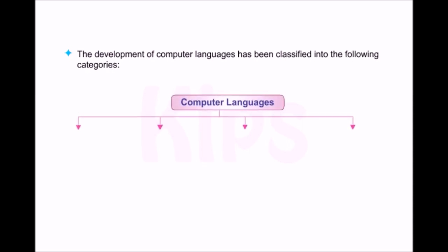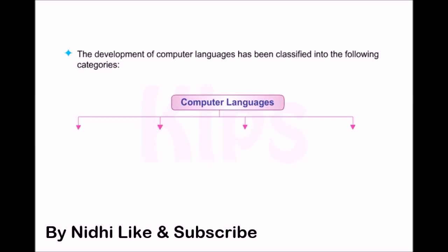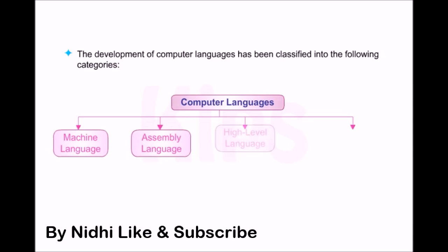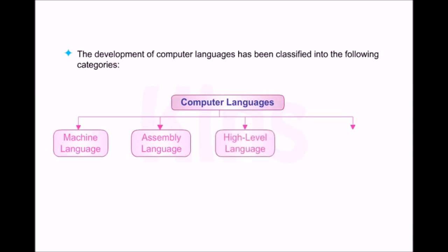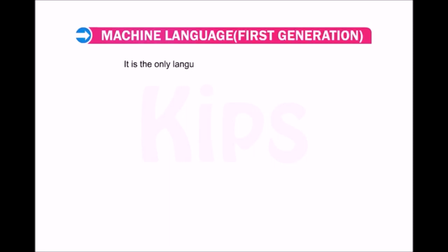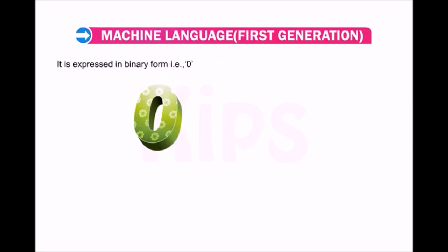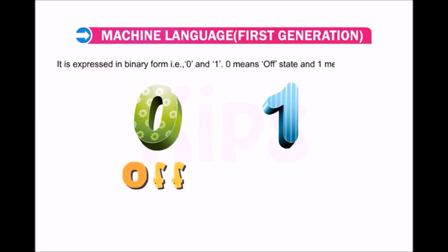Computer languages. First generation as machine language. Second generation as assembly language. Third generation as high-level language. Fourth generation language. Now let us understand what a machine language is. It is the only language that a computer understands. It is expressed in binary form, that is 0 and 1. 0 means off state and 1 means on state.